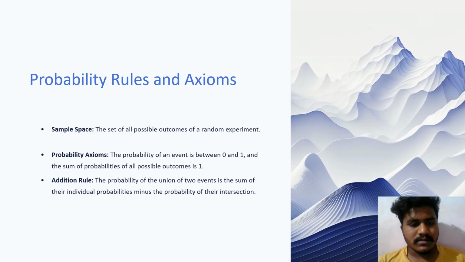Probability rules and axioms. There are three conditions: sample space, probability axiom, and addition rule. The sample space is the set of all possible outcomes of a random experiment. The probability of an event is between 0 and 1, and the sum of probabilities of all possible outcomes is 1. Addition rule: the probability of the union of two events is the sum of their individual probabilities minus the probability of their intersection.